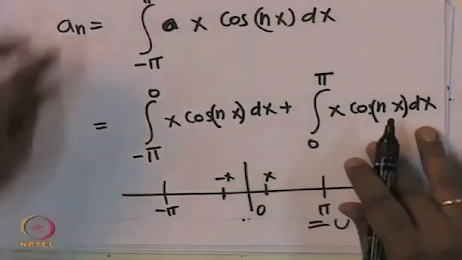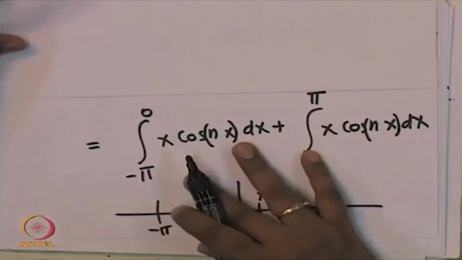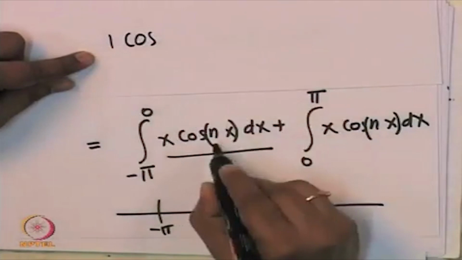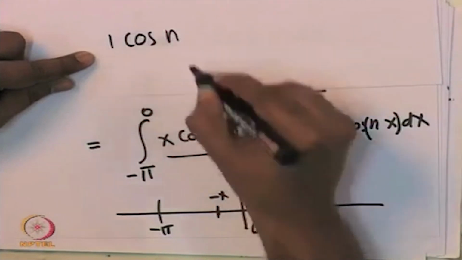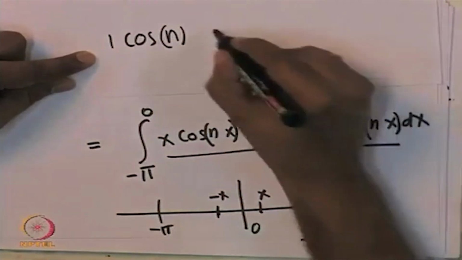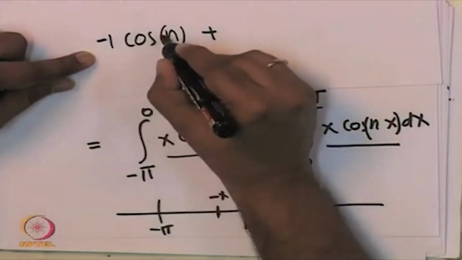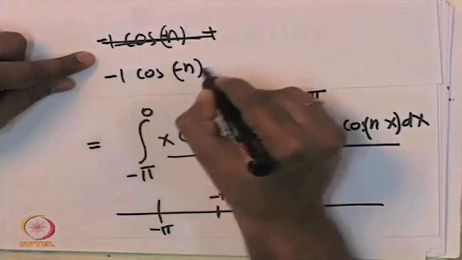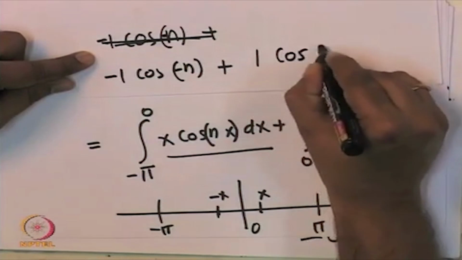What do we get? If you put x equal to 1 and x equal to minus 1, this term becomes 1 cos n, where n x is n. And the negative part becomes minus 1 cos minus n, plus this term, which is 1 cos n.